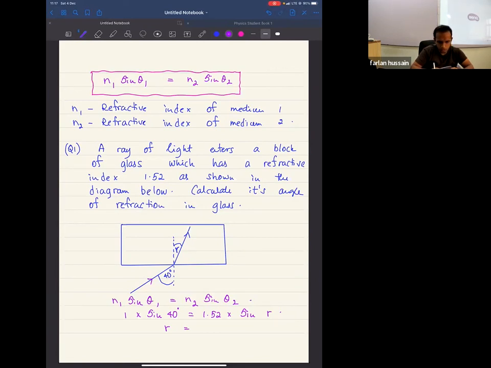That gives you how much? 25 degrees. Are you getting 25 degrees, people? Any questions?